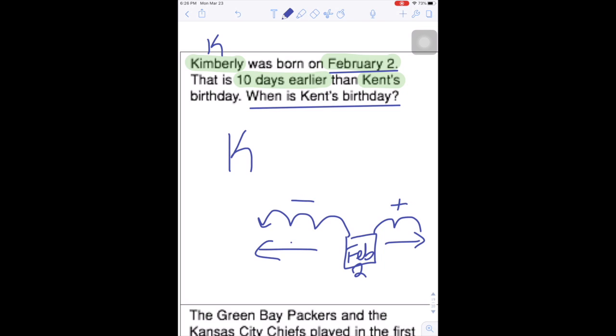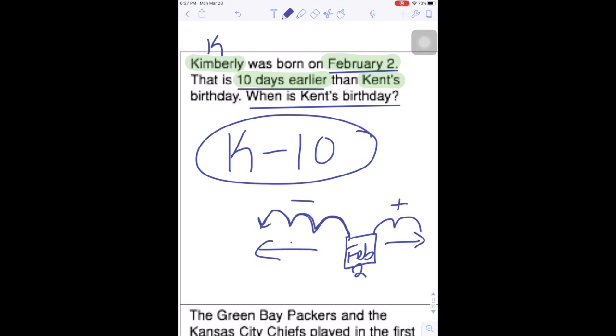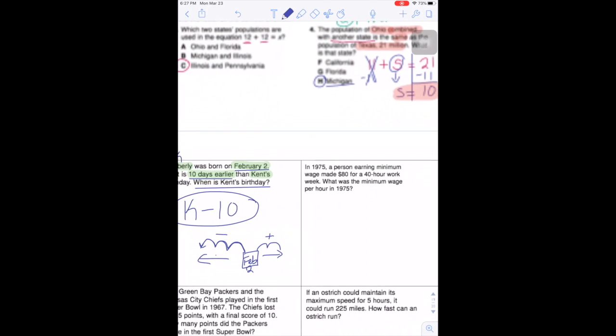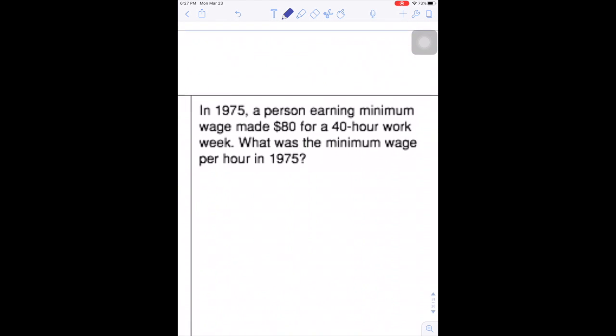So for Kent, it's 10 days earlier. So then for this, we would be subtracting. So we're going to say K minus 10, and that's going to give us our answer of Kent's birthday. We're not actually going to solve for this one. This one's just an expression. Remember, these are called algebraic expressions. Next one.